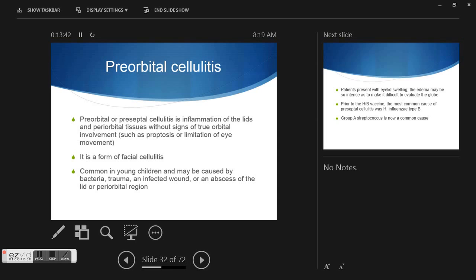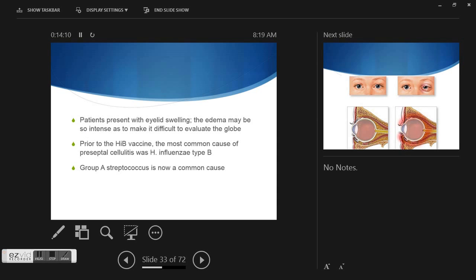So moving on to preorbital cellulitis, or preseptal cellulitis, is inflammation of the lids and periorbital tissues without signs of true orbital involvement, such as proptosis or limitation of eye movement. Preorbital cellulitis is a form of facial cellulitis, and it is pretty common in young children and can be caused by bacteria, trauma, an infected wound, or an abscess of the lid or the periorbital lesion.